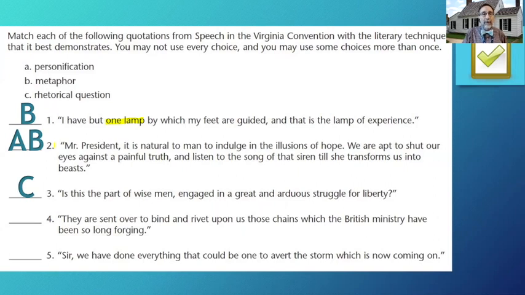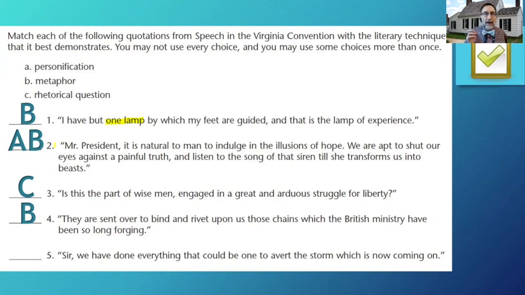Number 4, they are sent over to bind and rivet upon us those chains which the British ministry have been so long forging. And of course, that's a metaphor. Nobody's coming with actual physical chains to put on the ankles of the American colonists. But at the same time, he believes that little by little, the British are taking away the personal rights, the freedoms of Americans. And to take away their freedom is like putting these metaphorical chains on them.